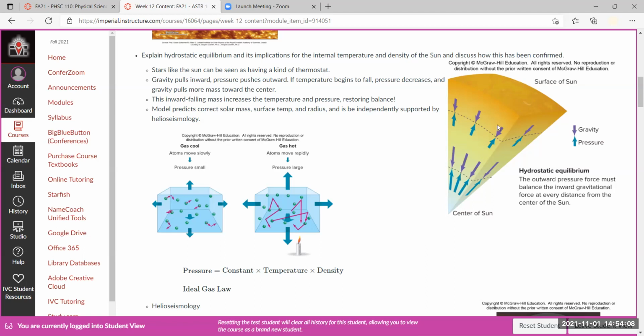Okay, so there is a balance between these two forces, the force of gravity and the force of this pressure. Obviously, the deeper you go into the sun, the higher the temperature, the higher the pressure. But then also the higher the gravity, because more and more mass is pushing against that point. So that's basically why the sun has this shape.